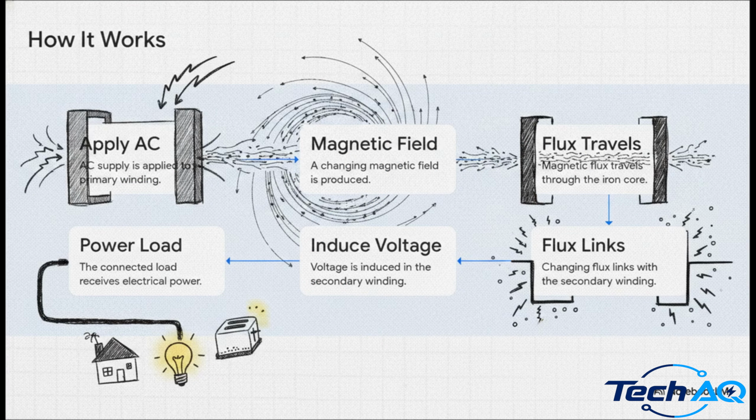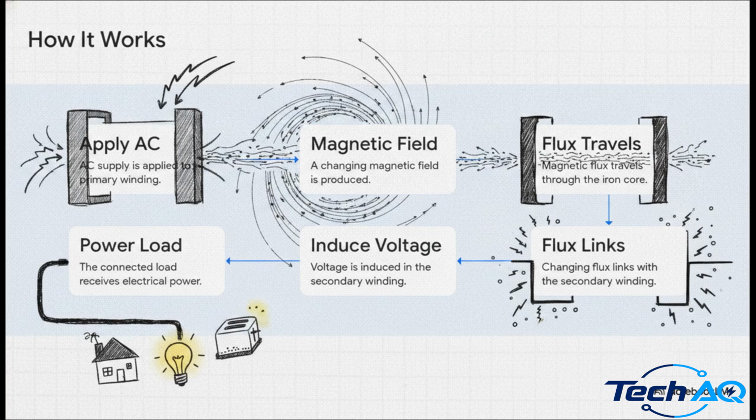So, how does this whole sequence play out in real time? It happens in 6 very precise steps. First, the AC supply is applied to the primary winding. Second, because it is AC, a changing magnetic field is instantly produced. Third, that magnetic flux travels safely through a solid iron core.